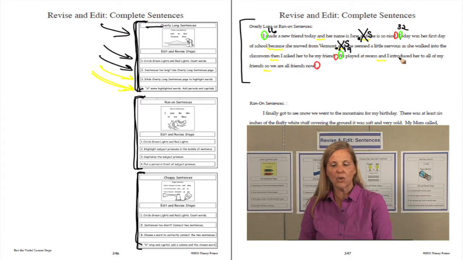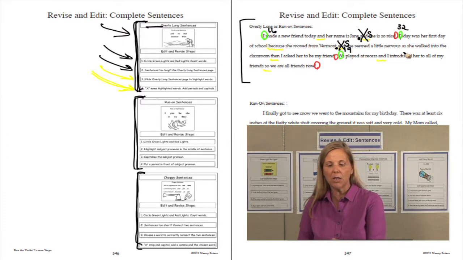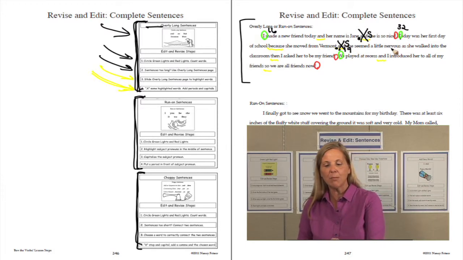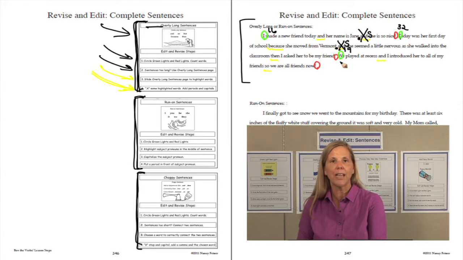All right, so now we're starting out that new sentence. She seemed a little nervous as she walked into the classroom. Then, oh, look at this. It's a new sentence, so I can keep the word then there. So she seemed a little nervous as she walked in the classroom. Then I asked her to be my friend. Let's go to the next sentence.